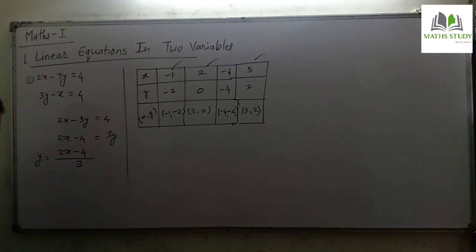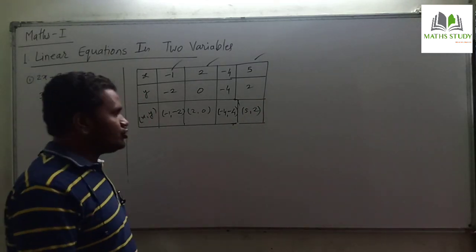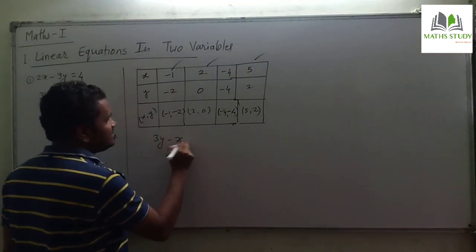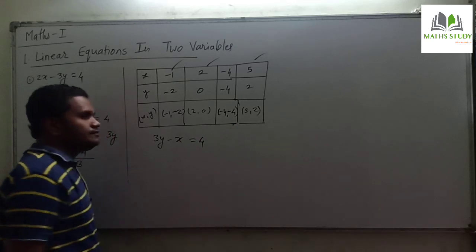Choose any three points. I just remembered, that's why I told you this point also. Now let us take the second equation, 3y minus x is equal to 4.